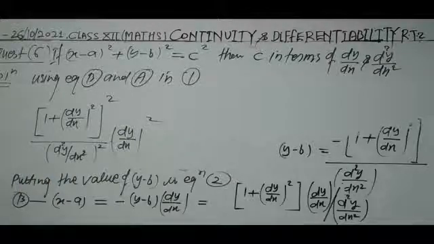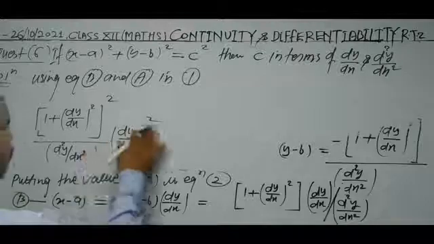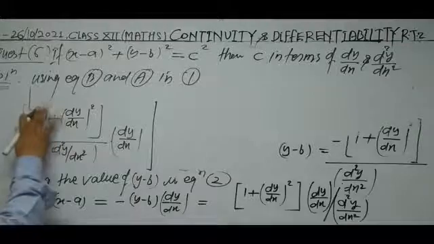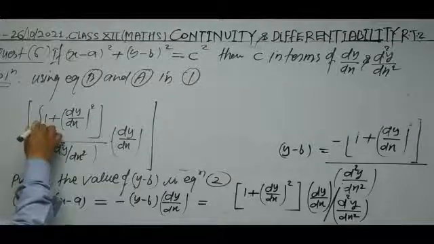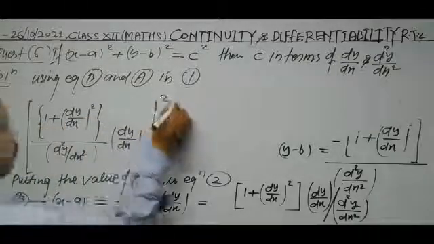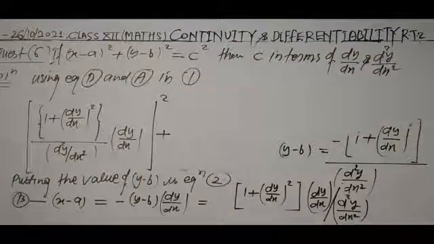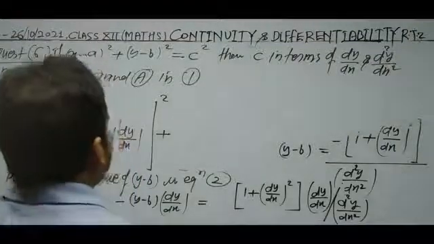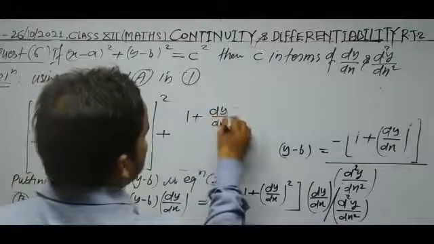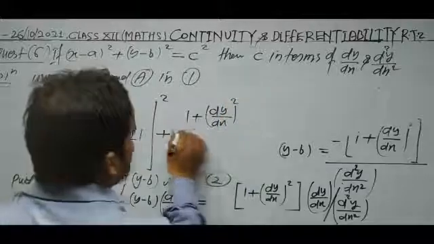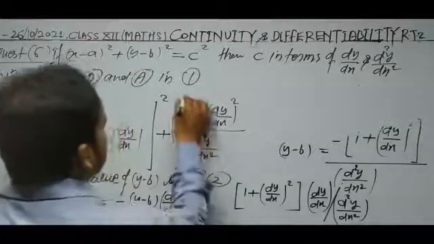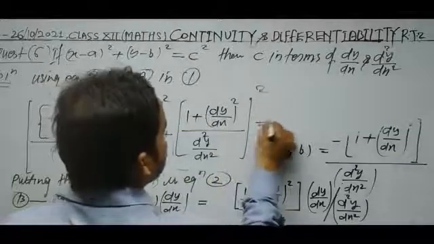See, means whole term we can write whole square, and now plus y minus b result is this. So 1 plus (dy by dx) whole square whole upon d2y by dx2 power 2 is equal to c square.